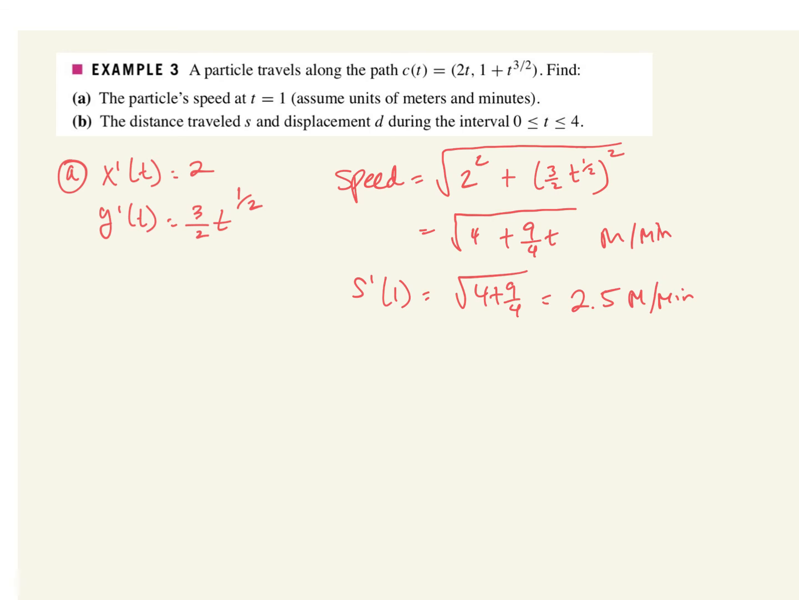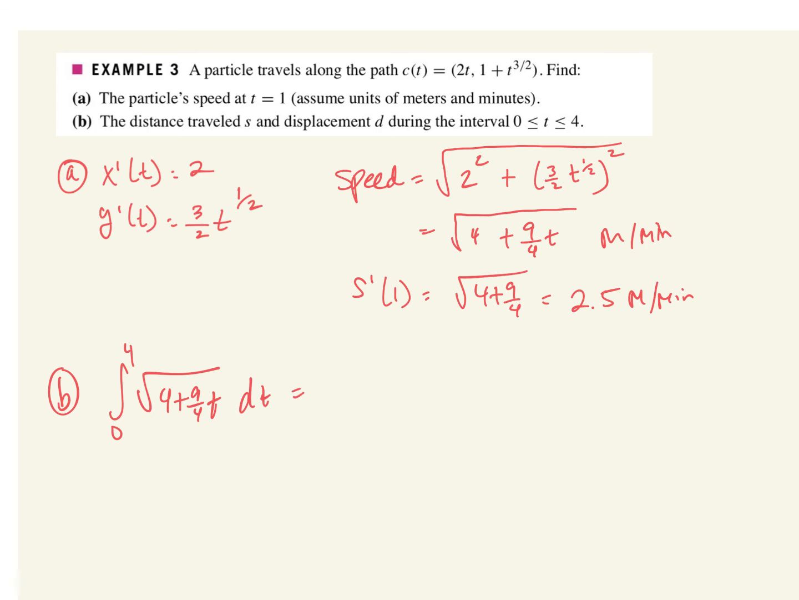The whole idea of integration was adding things up. So if I know that I'm traveling at a certain speed for a certain amount of time, then that's going to give me my total distance traveled. So it's right back to that. So part B is just simply put, integral 0 to 4, square root 4 plus 9/4 t dt. So it's a linear chain rule that we're undoing here, not bad.